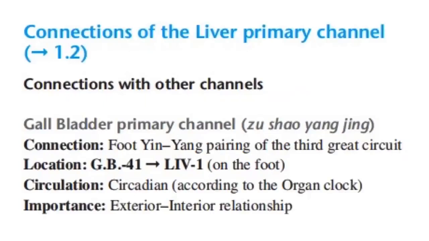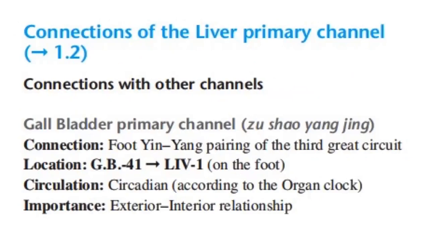Connections of the liver primary channel. With the gallbladder primary channel, connection is foot yin-yang pairing of the third grade circuit. Location, GB41 to liver 1 on the foot. Circulation is circadian according to the organ clock.